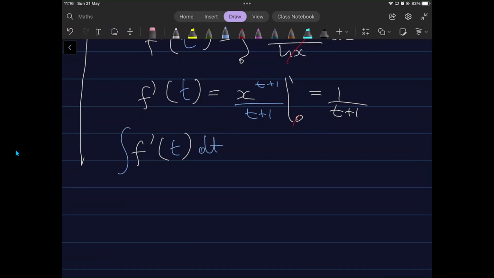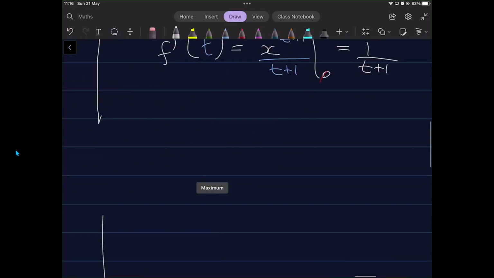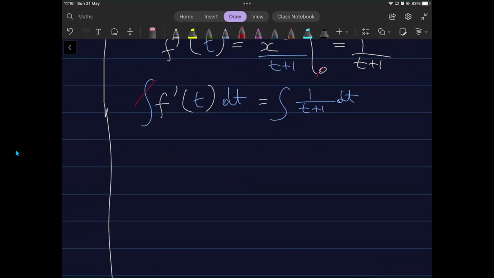The integral of f prime of t dt is equal to the integral of 1 over t plus 1 dt. And the left hand side, one second, let me just put this line longer. The left hand side, the integral cancels out with the prime and you're left with just f of t. I'll put the t in blue. And on the right hand side, you just end up with an indefinite integral, but quite a simple one. You just end up with ln of t plus 1 with the modulus, don't forget that, plus c, which is our constant of integration.